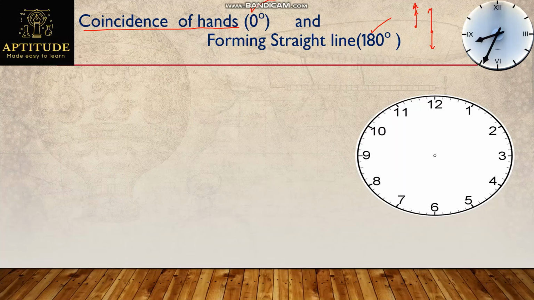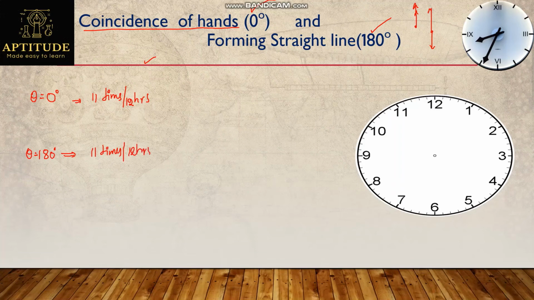Okay, see here, if we don't know the concept and the logic behind this, most of us will assume that they'll meet 12 times in 12 hours, right? But actually, it's wrong. We'll get theta equals 0 degrees, that is coincidence between hands of a clock, only 11 times for every 12 hours. And not only theta equals 0, even theta equals 180 degrees, that is, we can form a straight line with the hands of a clock, the minutes hand and hours hand, only 11 times for 12 hours.